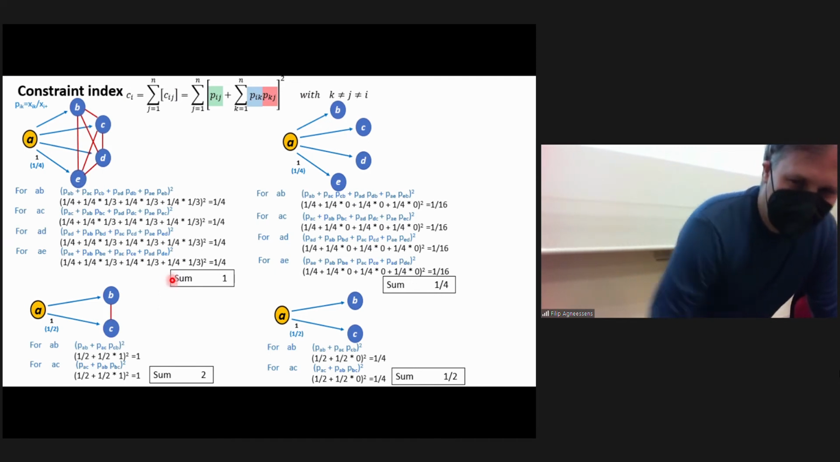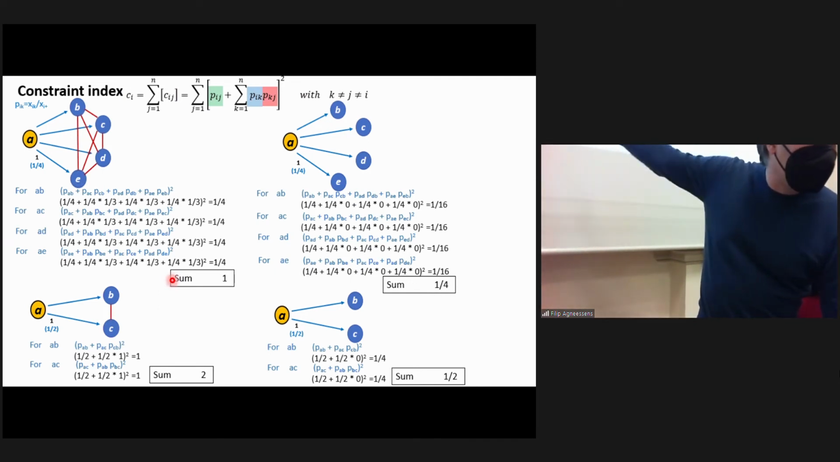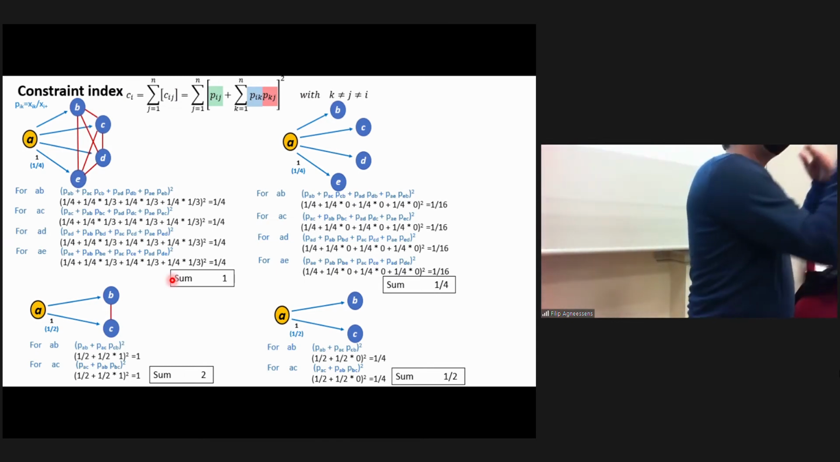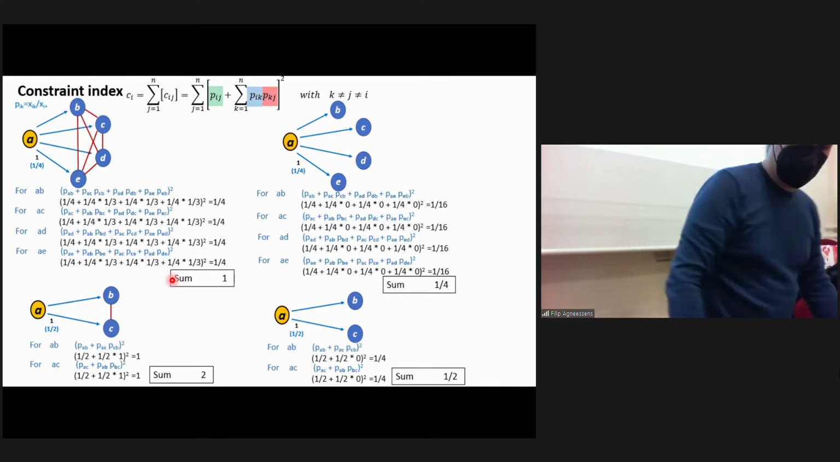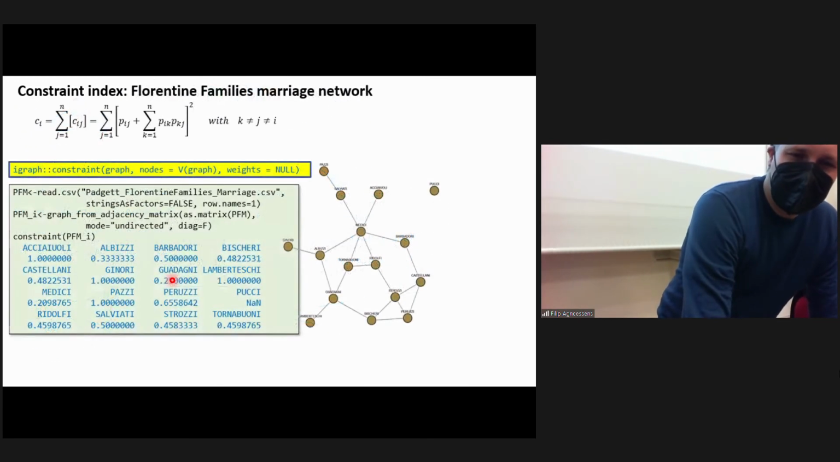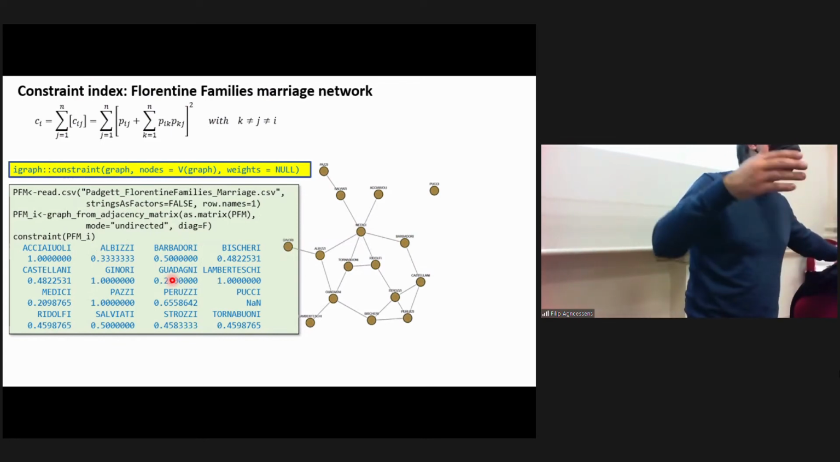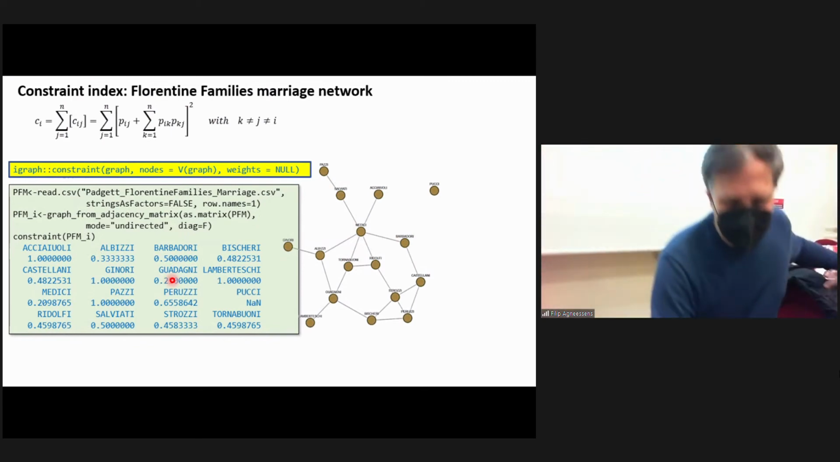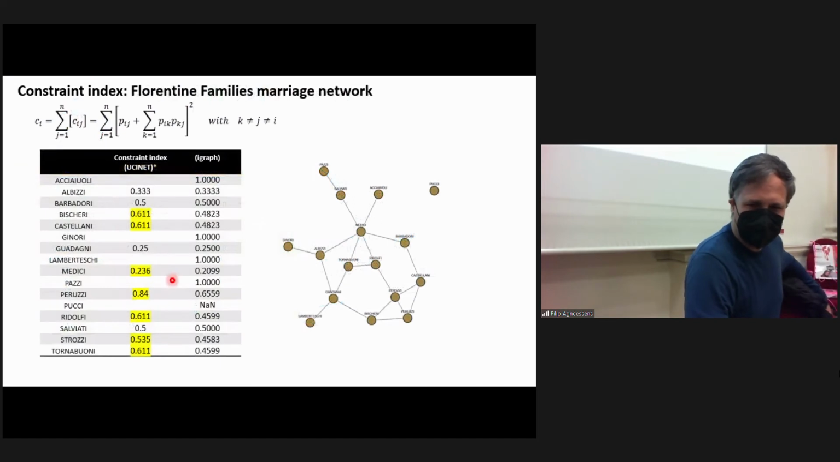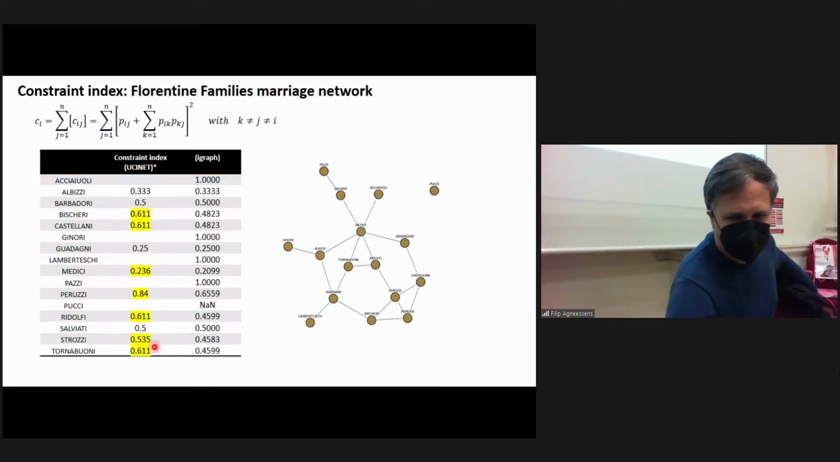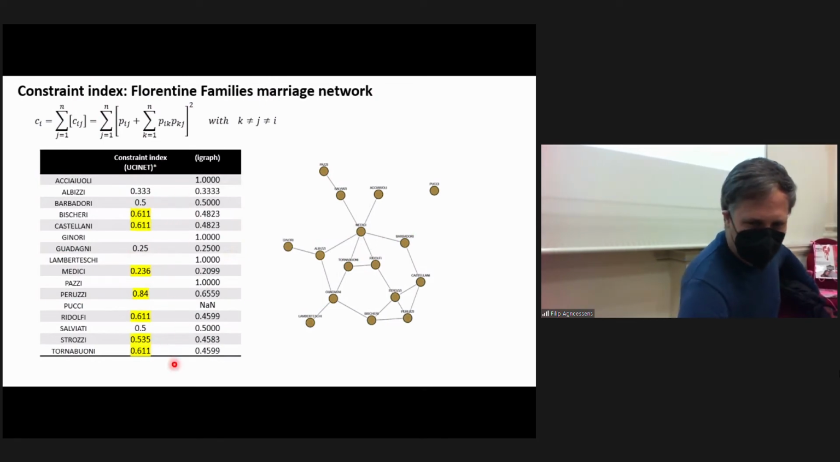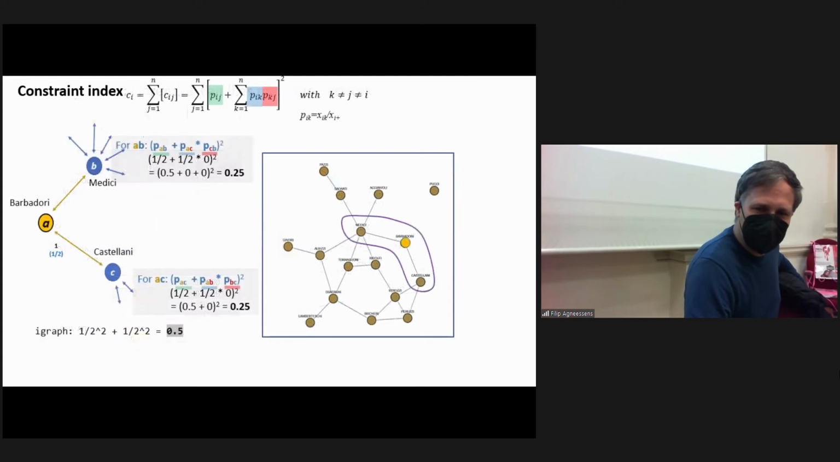Okay. If we get the idea, I will go over the formula. But I first wanted to make sure that we know where we want to go. And now we're going to talk about the way we get there. I, by the way, have the constraint index by iGraph, and guess what? iGraph gives a slightly different answer than the classic measure by Burt, and different than UCINet. But I'll come back to this. This is UCINet's answer. This is iGraph's answer. I'll come back to what's different there.